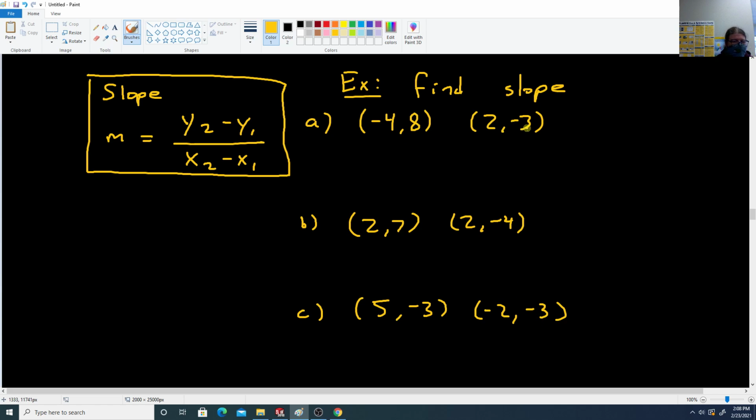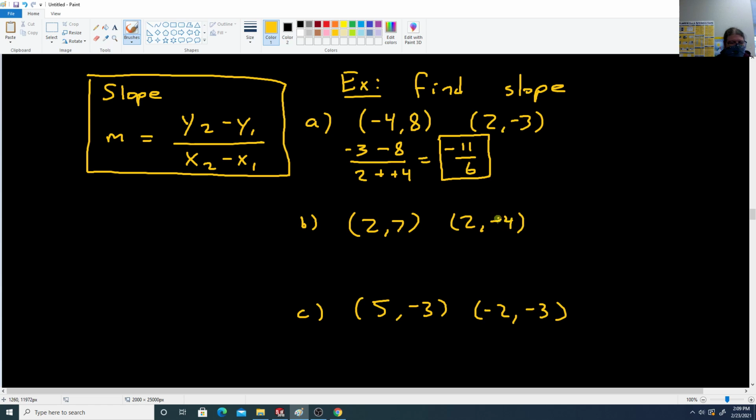So for this one, we say, okay, y2 is -3, minus y1 is 8, all that over x2 is 2, minus x1 is -4. -3, take away another 8, is -11. 2 minus negative, the minus the negative is plus, so this would be 2 plus 4, which is 6. It doesn't really reduce down to anything nicer, so that's -11/6.